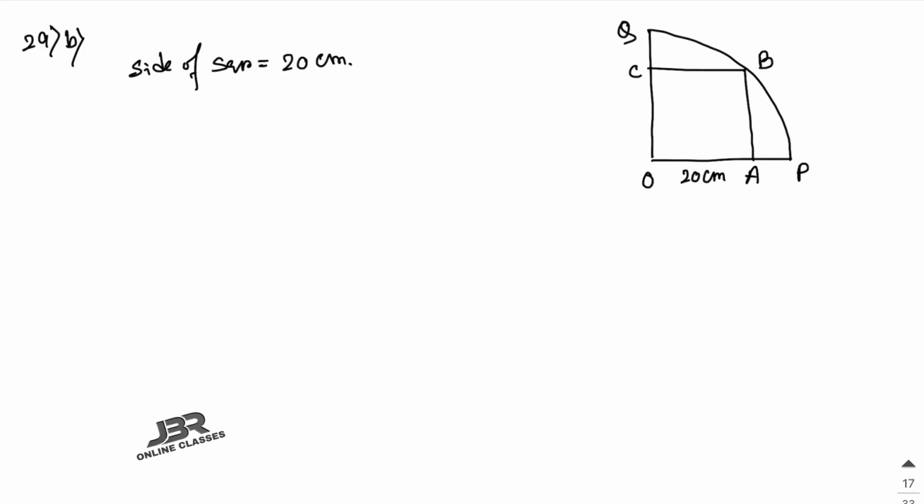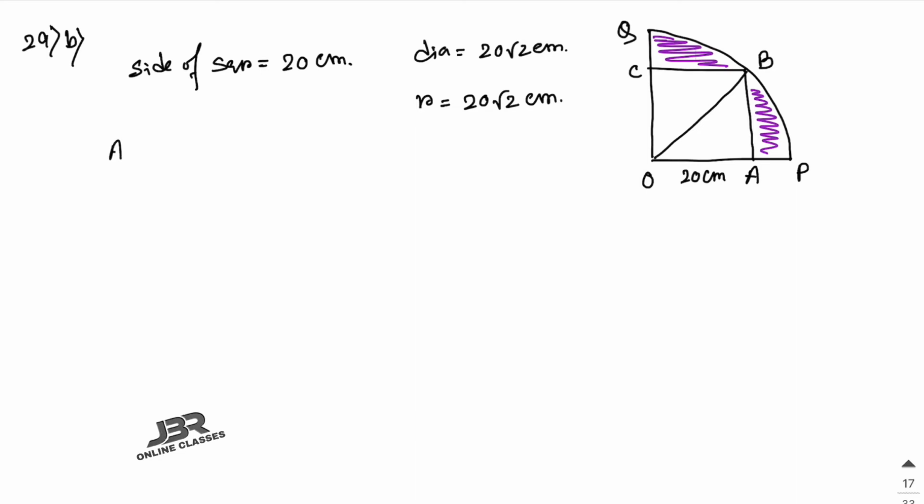So now OB is the diagonal, and the diagonal is equal to the radius of the quadrant or the circle. So the diagonal equals 20 root 2 centimeter. That means if R is the radius, R equals 20 root 2 centimeter. Now you have to find the area of this shaded portion, that means this one and this one.